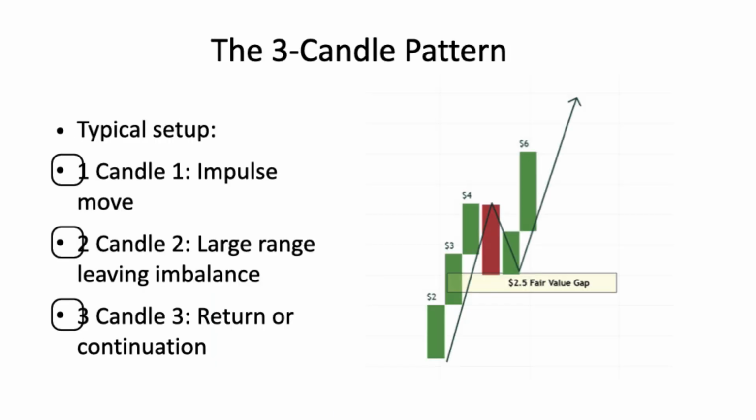The classic FVG is a three-candle pattern. Candle 1, the initial impulse move that starts the momentum. Candle 2, this is the key candle. It's a large-bodied candle that creates the gap between the wicks of Candle 1 and Candle 3. Candle 3, this candle continues the move, solidifying the gap between them. That space between the wicks of Candle 1 and 3 is your fair value gap.